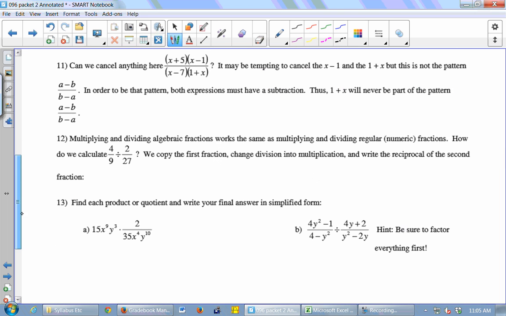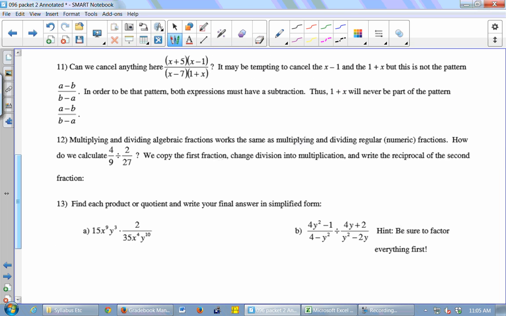Moving on to number 11 here. Can you cancel anything in this fraction? (x plus 5) times (x minus 1) over (x minus 7) times (1 plus x). You can't. It's really tempting to cancel the x minus 1 and the 1 plus x. In order to be able to cancel them, they would have to look exactly the same, or if my numerator were x minus 1, my denominator would have to be 1 minus x. It just has to reverse the subtraction.